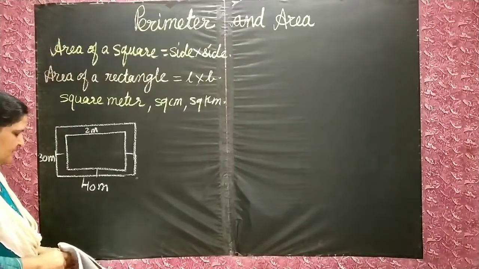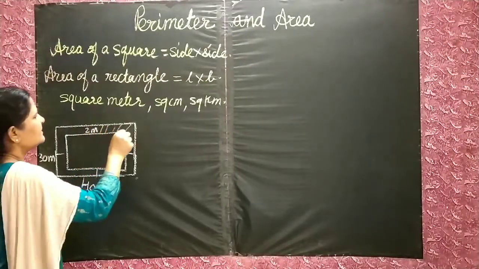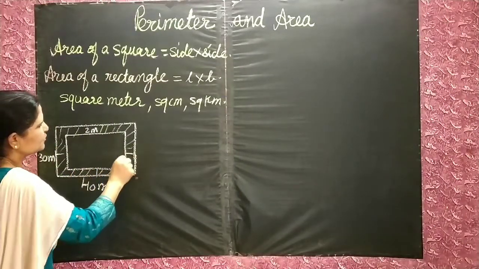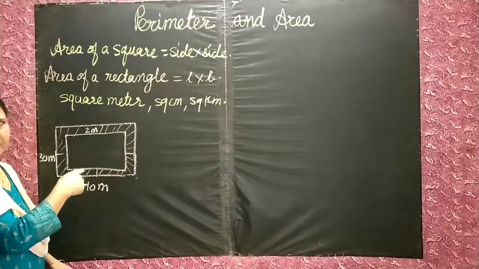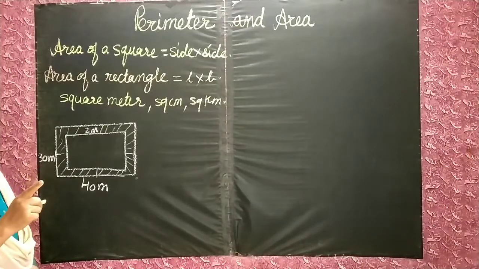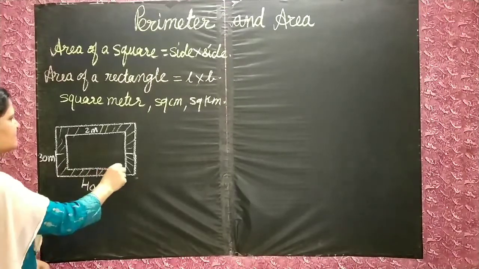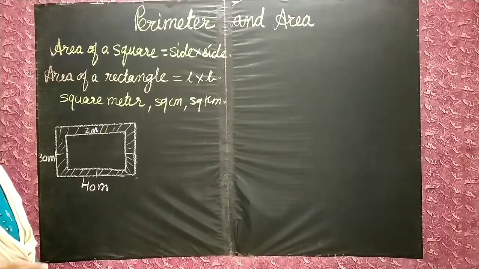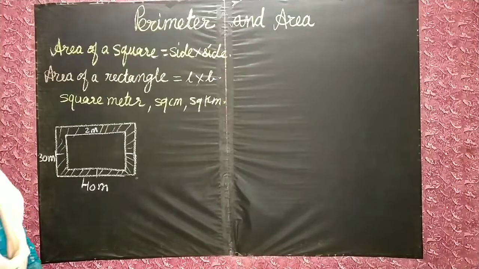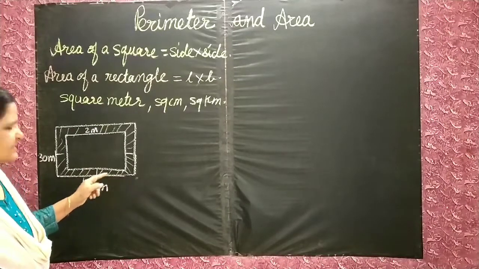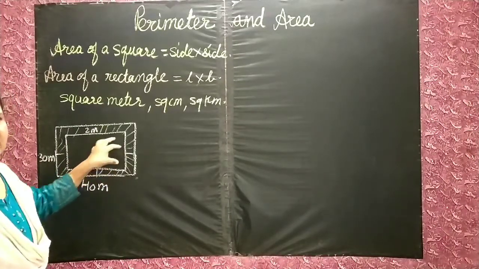For what purpose? For this garden, this area is to be paved with the help of tiles. We are going to put the tiles in this shaded portion. And the size of a tile is also given: one tile size is 25 centimeter into 20 centimeter. Like this we have to put the tiles. So how many tiles will be required? Now children, for that purpose what we have to do? We have to find out the area of this shaded portion, so that we come to know how many tiles will be required.